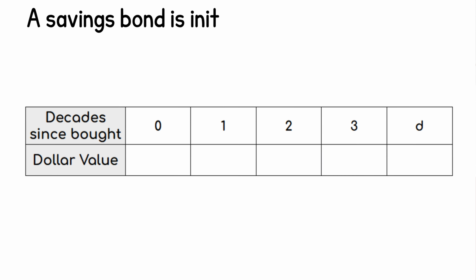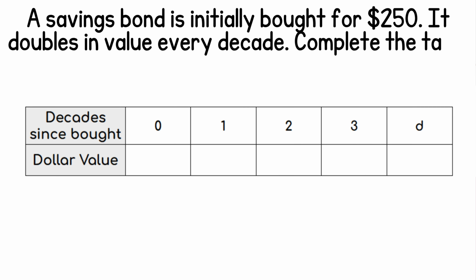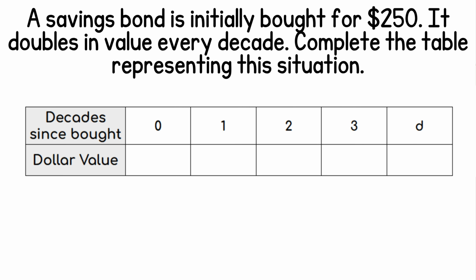Now we have a savings bond that is initially bought for $250. It doubles in value every decade. We're going to complete the table representing this situation. The dollar value after 0 decades since bought would just be the $250 that we started with. To find the value after 1 decade, we'll take the $250 and multiply it by 2 since we're doubling, which will give us a value of $500. And then we'll double this again to find the value after 2 decades. So we'll get $1,000.